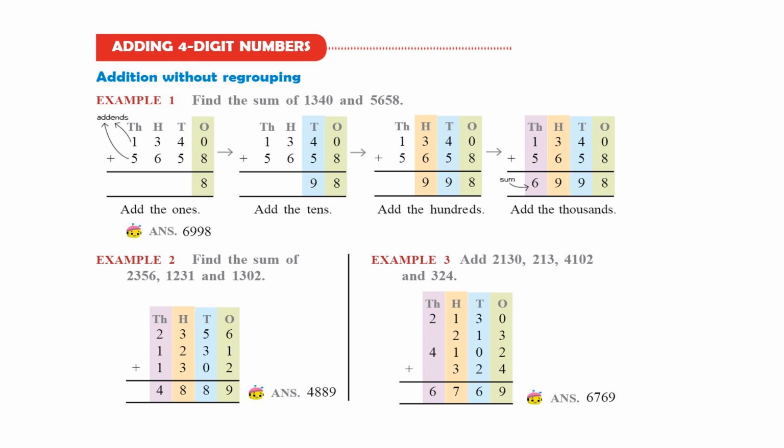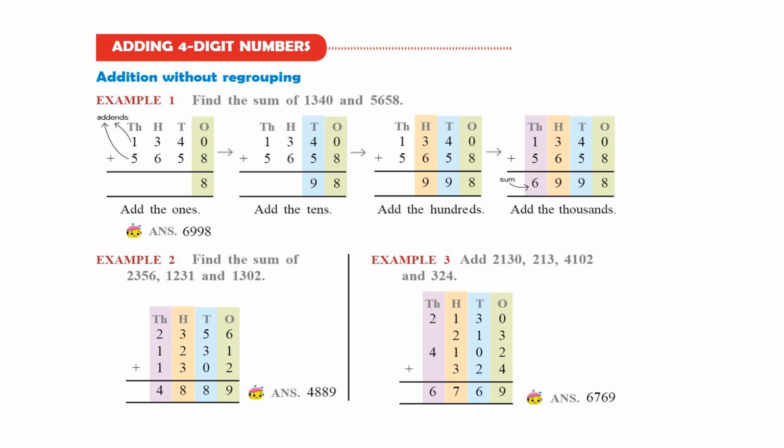Now here we are going to see how to add 4-digit numbers. There are two types in addition: addition without regrouping and addition with regrouping. What is addition without regrouping? That means no carryover. Without regrouping means without carryover.